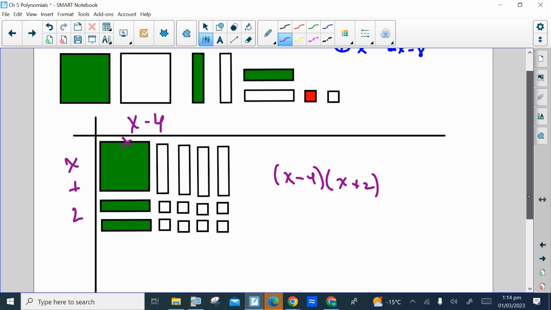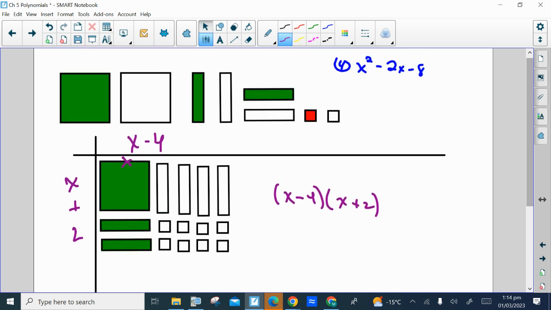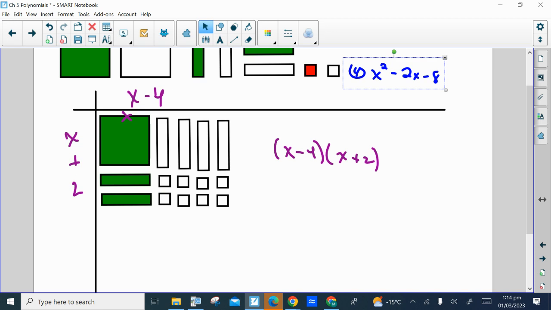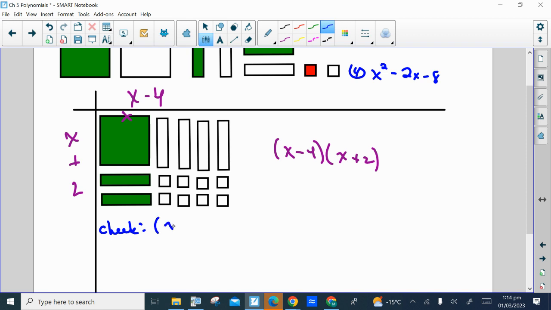And remember, factors are things that multiply together to get what you start with. So if we check them, they should equal x squared minus 2x minus 8. So here's our check. We're actually going to multiply out x minus 4 by x plus 2 using the distributive property.